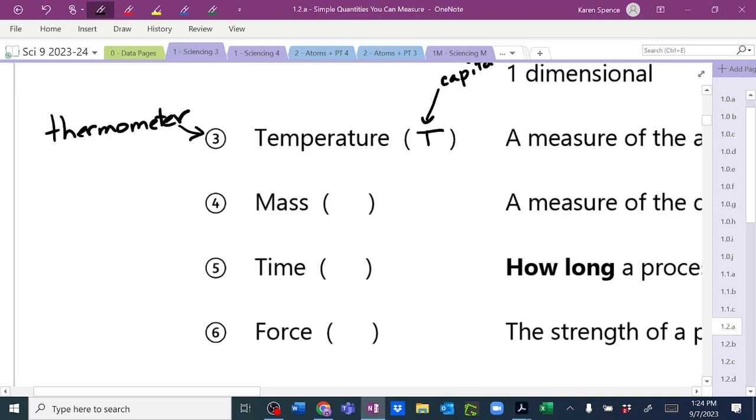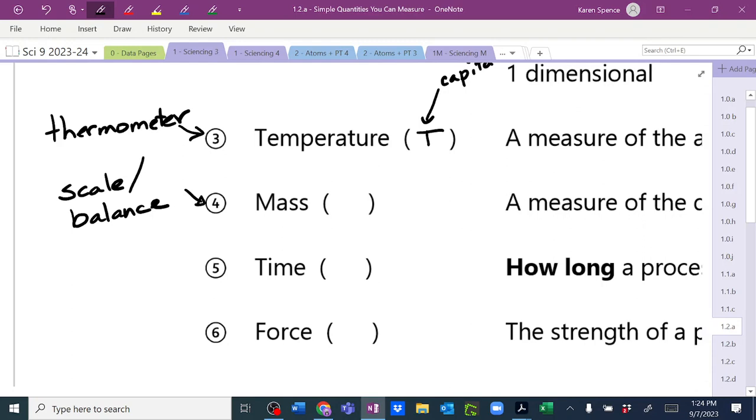Mass. We could use a scale. Yes. Which is also known as a balance. Okay, we tend to use the word balance in science, but it's the same thing.